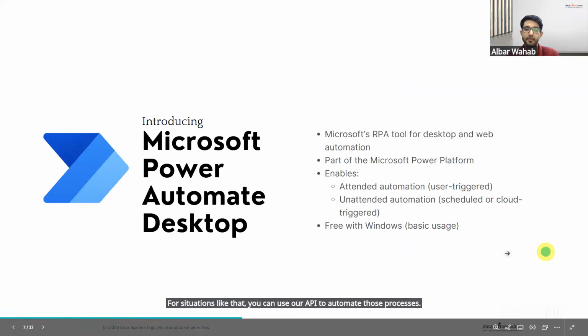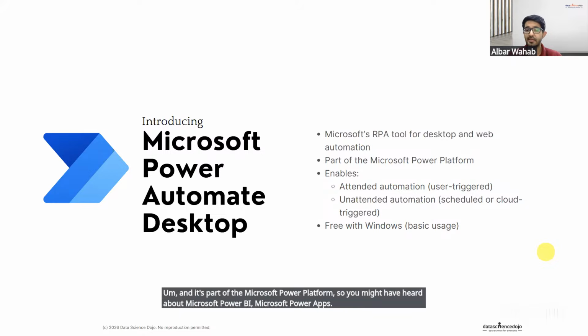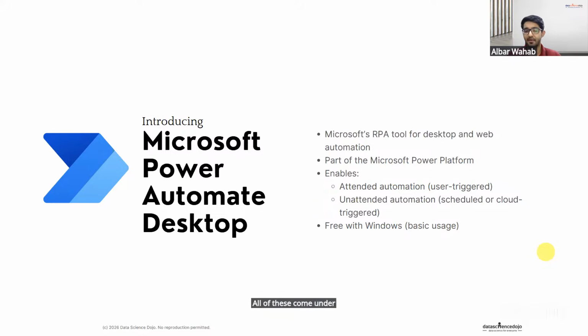So for this purpose, we're going to be using Microsoft Power Automate Desktop, and it lets you do both desktop and web automation. And it's part of the Microsoft Power Platform. So you might have heard about Microsoft Power BI, Microsoft Power Apps. All of these come under the umbrella of Microsoft Power Platform.